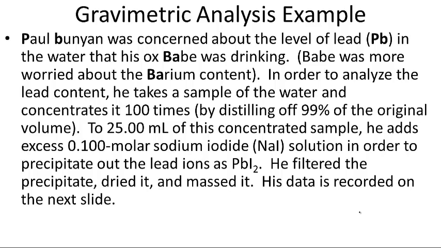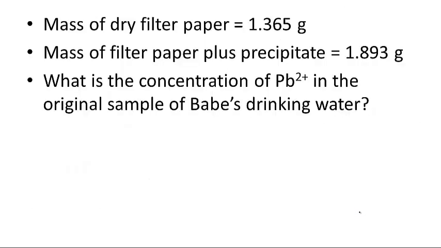So then he takes 25 milliliters of the concentrated sample, adds an excess amount of 0.1 molar sodium iodide solution in order to precipitate out all the lead ions as PbI2. Filtered the precipitate, dried it, and massed it. This data is recorded on the next slide. So the mass of the dry filter paper was 13.65 grams. The mass of the filter paper plus the precipitate was 1.893 grams. And the question is, all right, what is the lead ion concentration in that original solution?